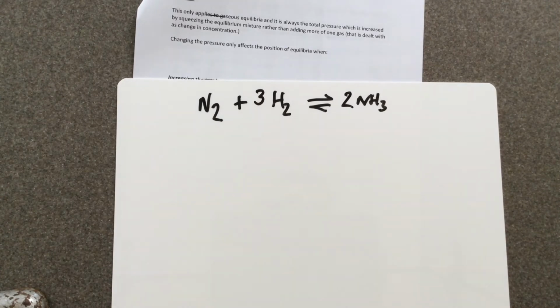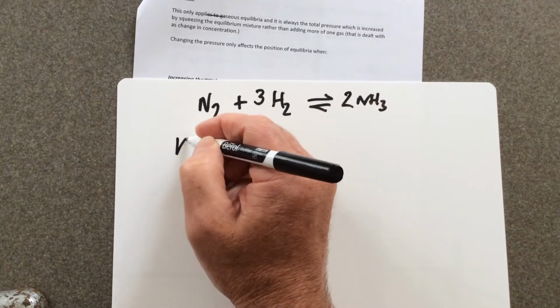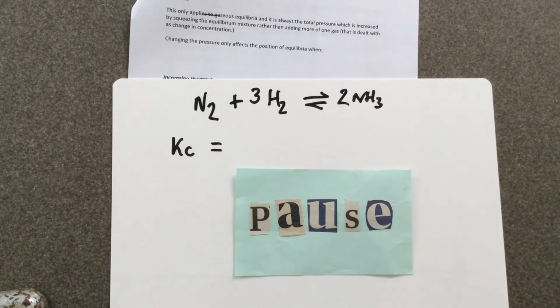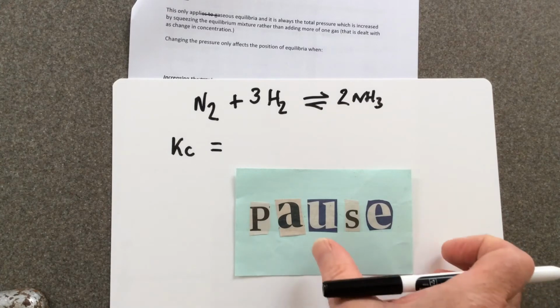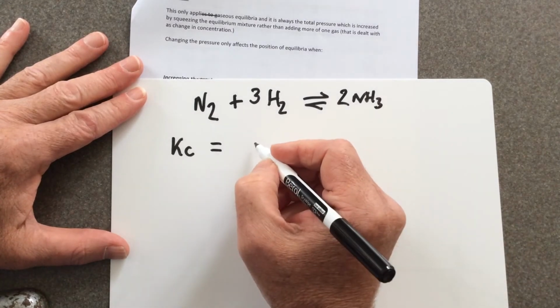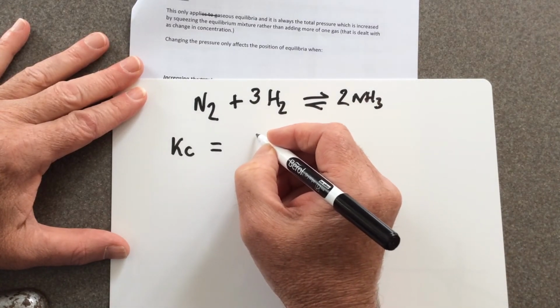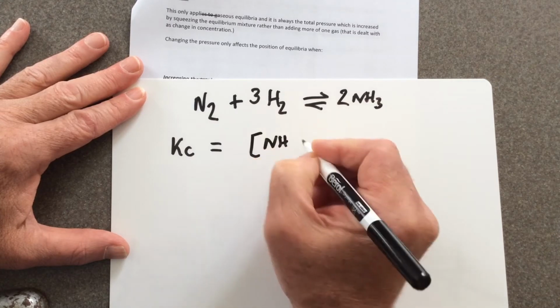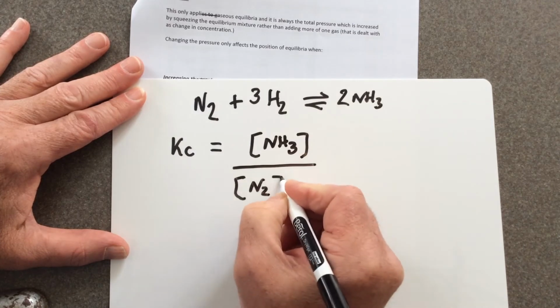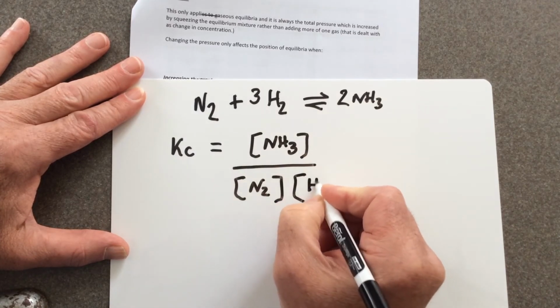What I'd like to do is think, what will be the Kc? What will be the expression for Kc for this reaction? Pause the video, have a go at trying to write the expression for Kc. Okay. We said that Kc is equal to the concentration of products divided by the concentration of reactants.